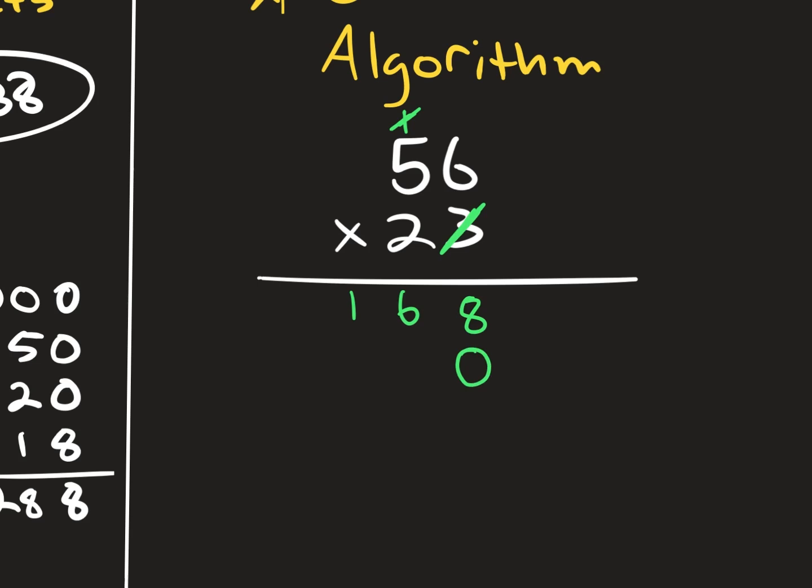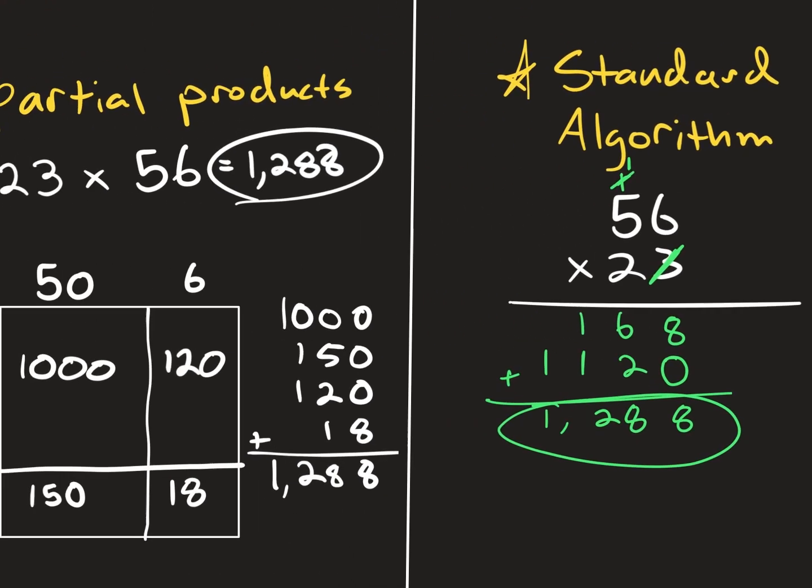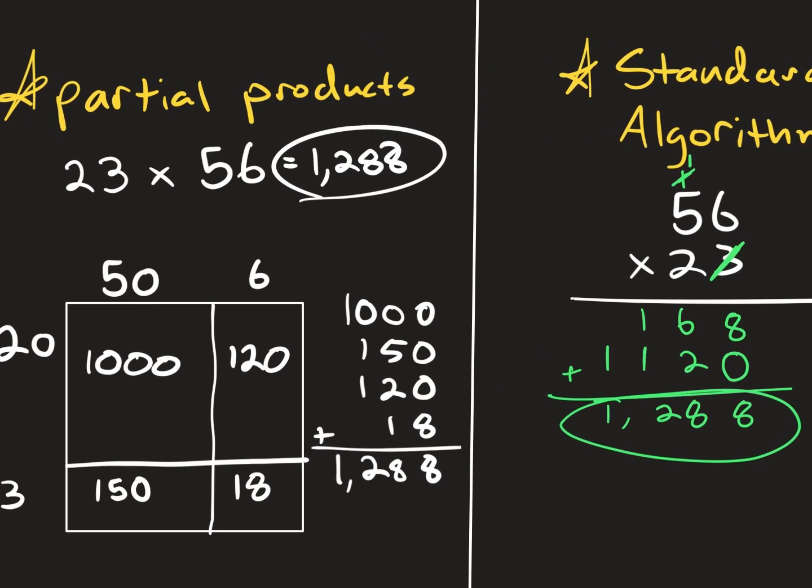Now I shift over to the 2. So 2 times 6, that gets me 12, and I carry the 1. And now I'm multiplying 2 times 5, that gets me 10, plus 1 gets me 11. And when I am done, I add these up, so I get 8. 6 plus 2 gets me 8, 2, and 1. So when I add these all up, I will have the same answer as my partial products, 1,288. Both ways get you the same answer.